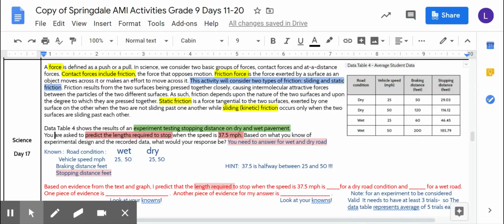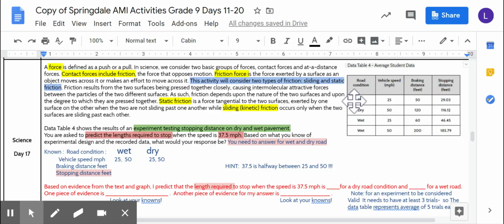So based on the evidence from the text and graph, I predict the length required to stop when the speed is 37.5 miles per hour is, and then I put in there too, for dry road conditions, and it's going to be different for wet road conditions because you can see there's a difference between a dry and a wet.